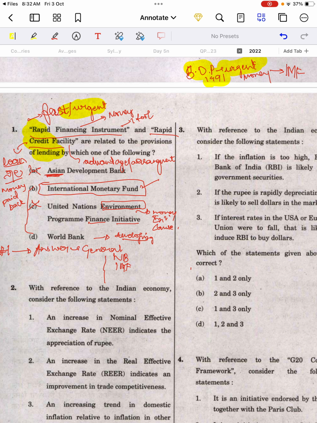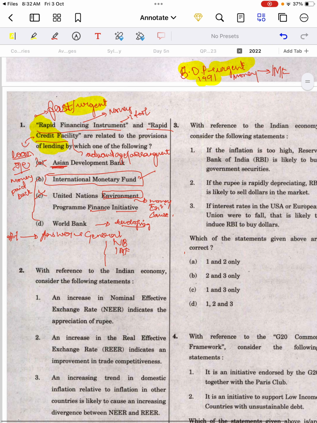If you hadn't got to the right answer, go with rule number one, which says look at options which are more general in nature. Second rule is try to understand the nature of each institution. The nature of World Bank is to give money to developmental projects. The nature of IMF is to give money to nations in crisis, or whenever there is an urgent need or rapid financing has to happen. IMF is that organization which gives.